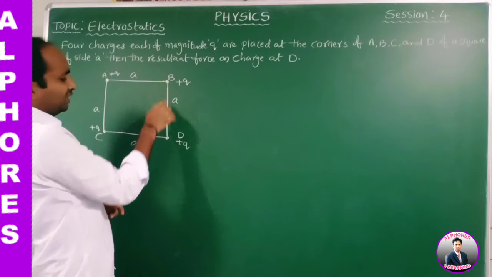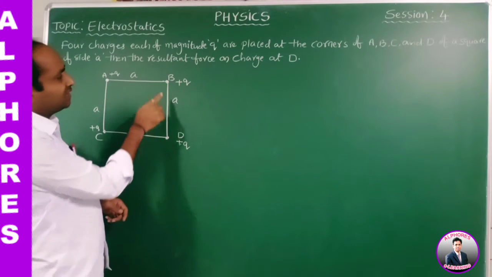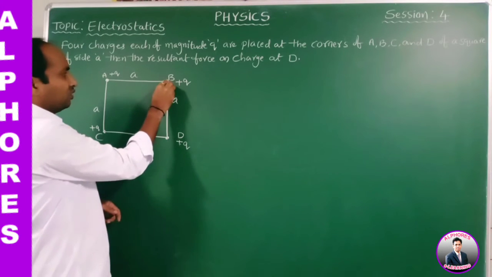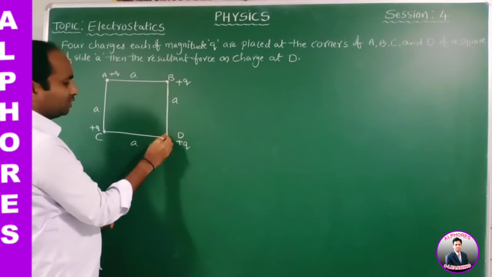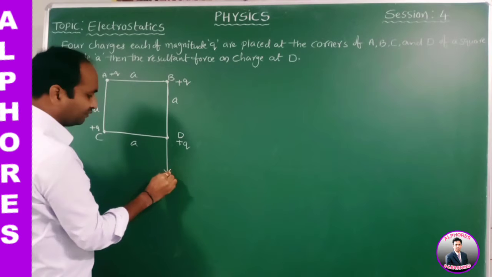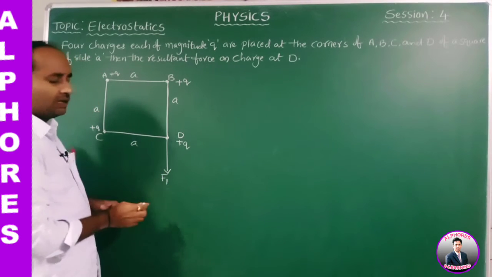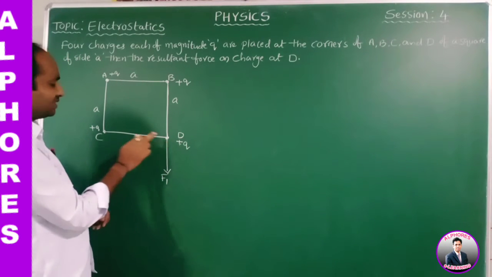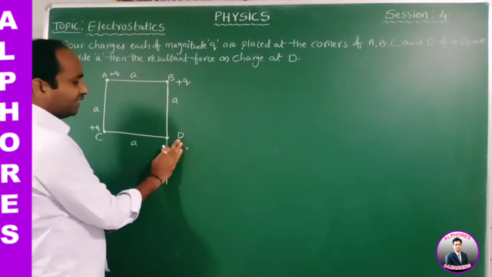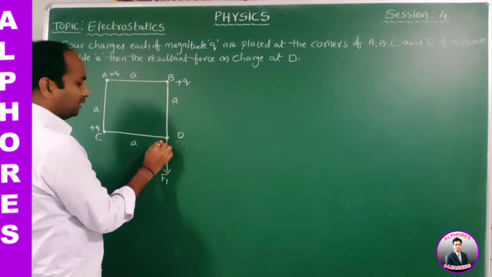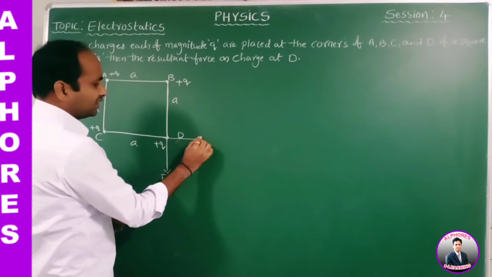This positive charge is repelled by the other 3 positive charges. First we should calculate the force between the 2 charges kept at B and D. Let it be F1. This positive charge is repelled by the charge at B, so this is the direction of F1. At the same time this charge is also repelled by the other charge kept at point C, so this is the direction of F2.